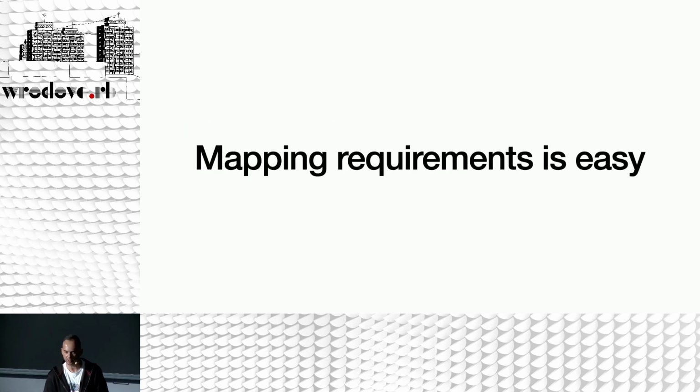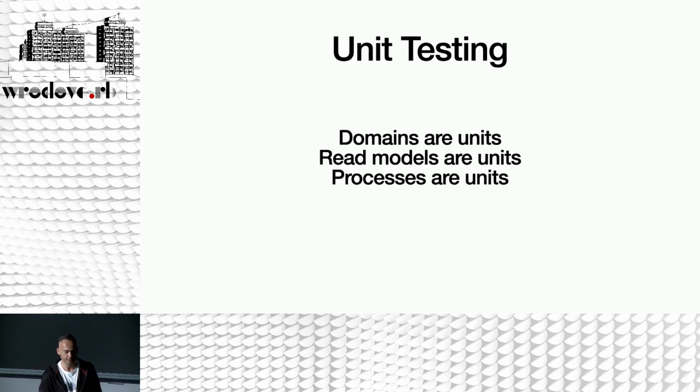Okay. Mapping requirements to those building blocks is easy. Unit testing. Domains are units. The input is clear: commands, and the output is events, or the output is an exception. Read models are units. The input is events, the output is some kind of data structure or HTML or JSON. Processes are units, the input is events, the output is commands. It's all very easily testable. Those are units. You don't write tests for each class, for example.